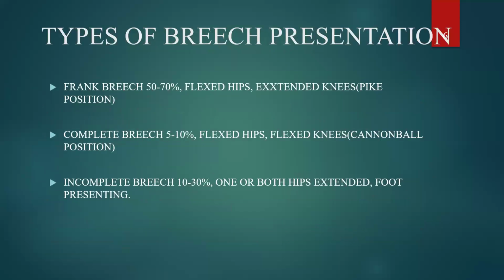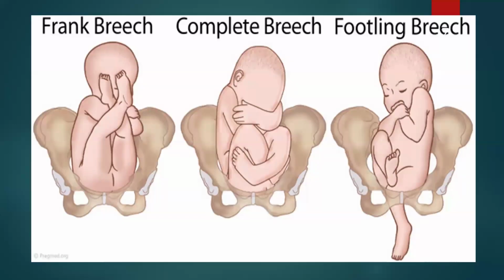There are three main types of breech presentation. We have the frank breech, which occurs in 50 to 70% of all breech presentations. With this one, the hips are flexed and the knees are extended, what is called the pike position. The second type is the complete breech, which is in 5 to 10% of breech presentations. With this, the hips are flexed, and the knees are also flexed. Then we have the incomplete breech, also known as the footling breech, which occurs in 10 to 30% of cases. You have one or both hips extended, and a foot presenting at the lowermost part of the pelvis.